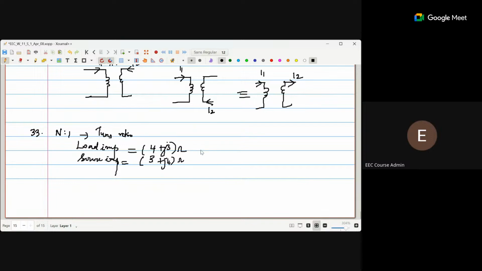So this means the magnitude of the load impedance will be 5 ohm, and the magnitude of the source impedance will also be 5 ohm. So what we have is, for matching, ZL by 1 by n square equal to ZS.